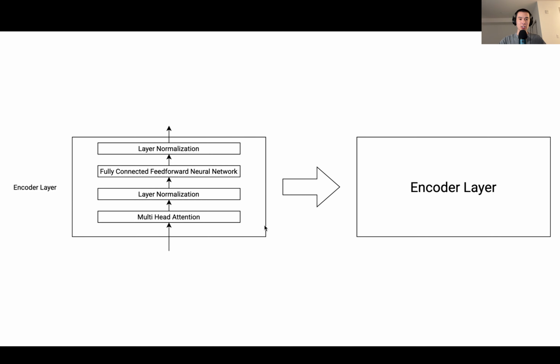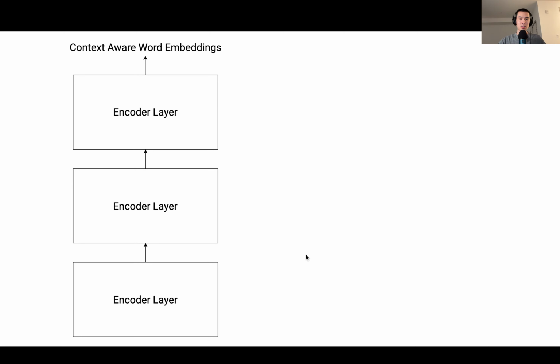Now, here is our understanding of an encoder layer so far. And it's getting a bit crowded. So let's simplify this to a rectangle that just says encoder layer. And what we can do is use multiple encoder layers, like let's say 3, stack them up, and ultimately the output is still context-aware word embeddings.